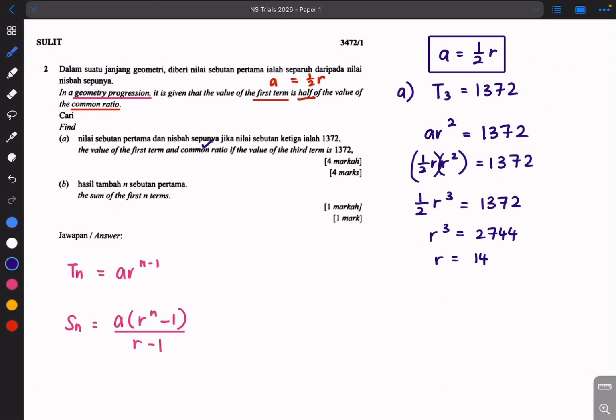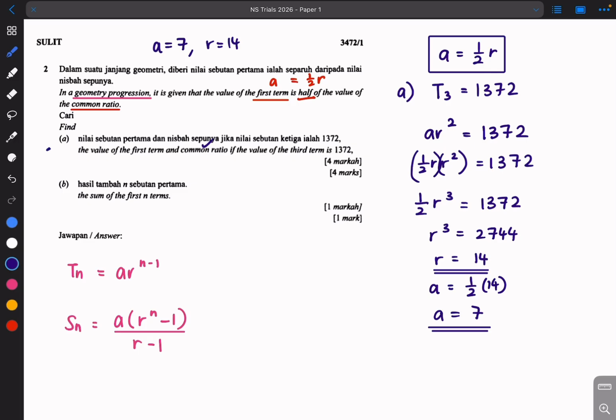So we already found R. Now we can find A. A is just half of R. So A is half of 14. So A is 7. Done. So we got A and R, and we can just write it here. A is 7. R is 14. Just for future reference.